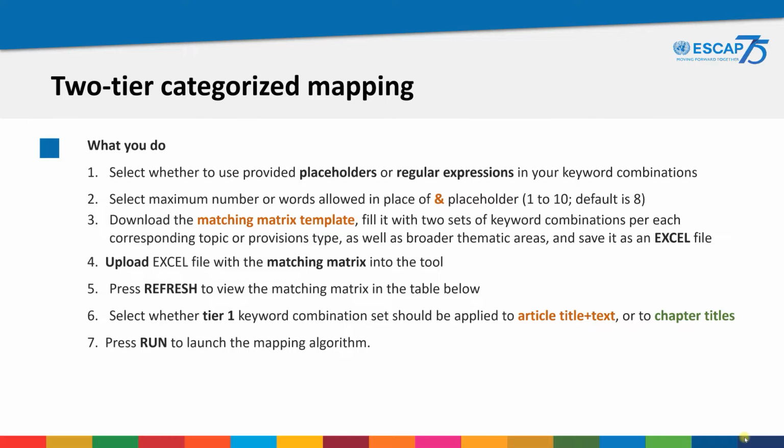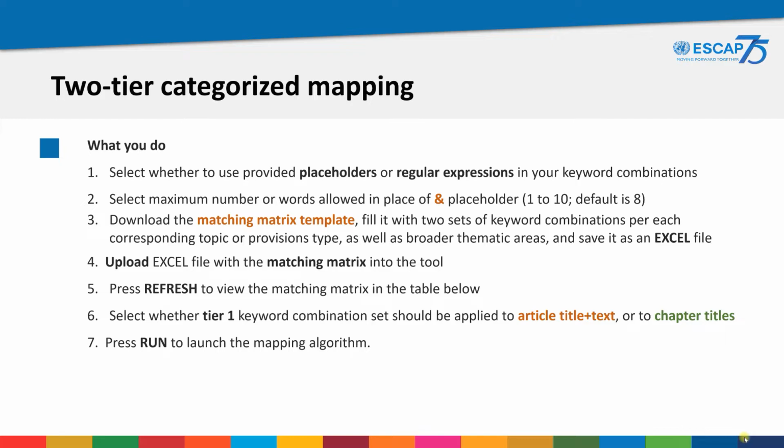Setting up for this mapping option is very similar to what we did in Module 2. First, you can customize it by selecting whether you are going to supplement your keyword combinations with regular expressions or placeholders, and the latter is a pre-selected default option. Secondly, you can adjust the maximum number of words allowed in place of ampersand placeholder. The preset default is 8, but again, you can make a selection between 1 and 10. And then you download the matching matrix template.